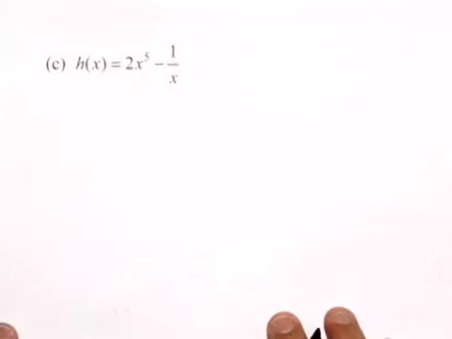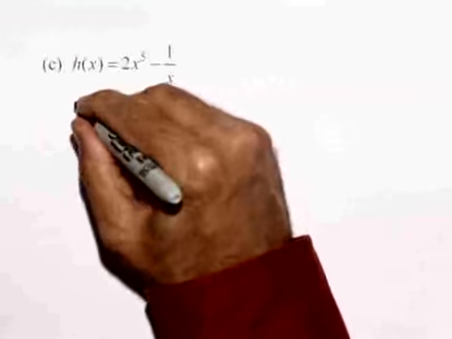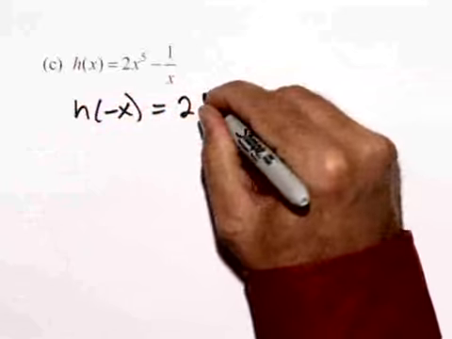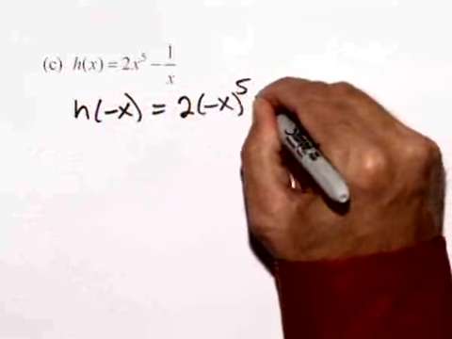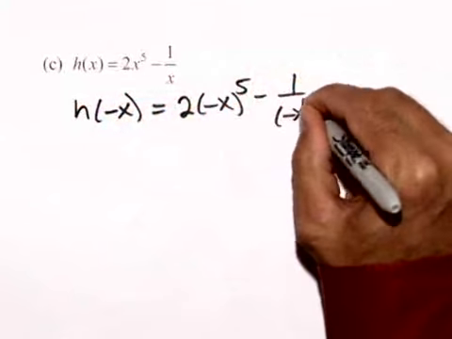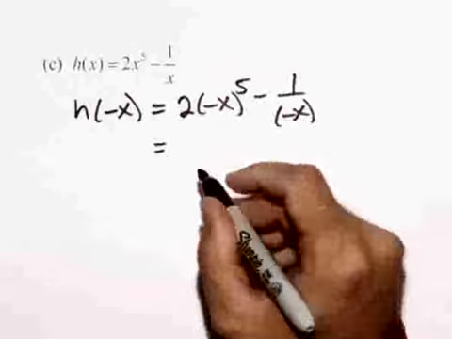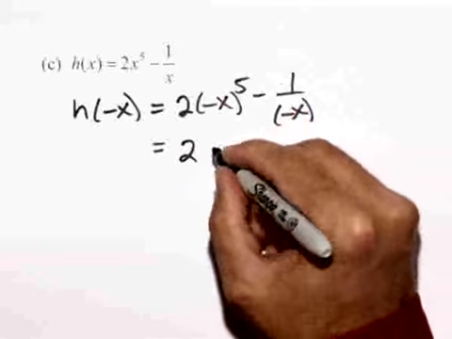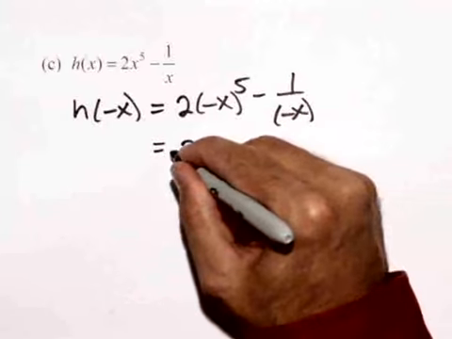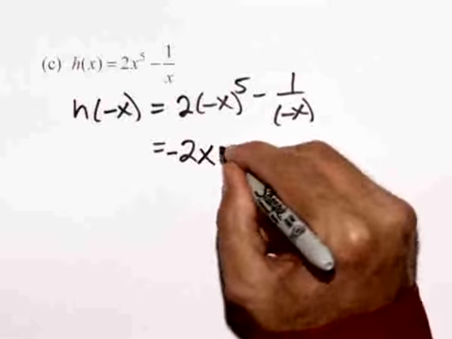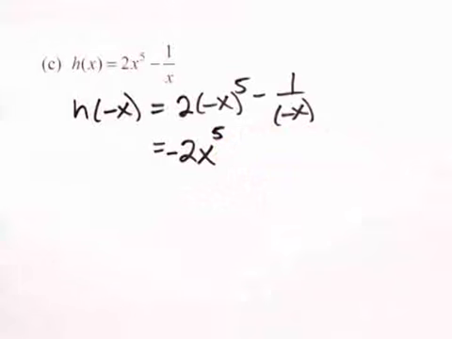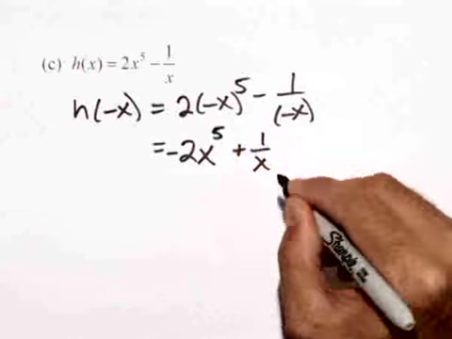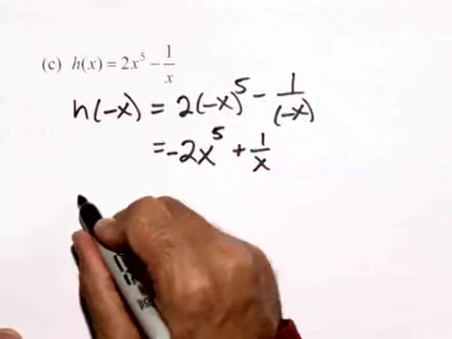Again, let's start by evaluating, in this case, h of negative x. Substituting that in, and we'll simplify. So we get 2 times, when we take the fifth power of a negative, it becomes negative. So I'll pull that out, and we're left with negative 2x to the fifth. Negative times negative is a positive. All right, so let's check our two equations.